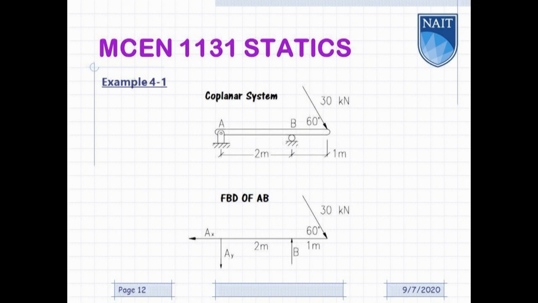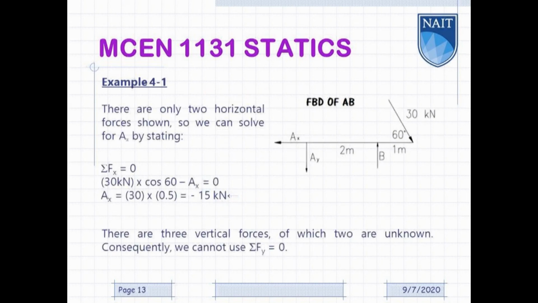Consider the coplanar system shown here, as well as its free body diagram. Note that there are only two horizontal forces shown in the free body diagram. Consequently, we can solve for Ax, as shown in this slide here. Conversely, there are three vertical forces, two of which are unknown. As a result, we cannot use the sum of vertical forces equals 0 formula.